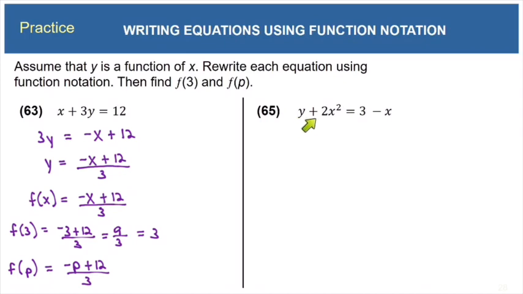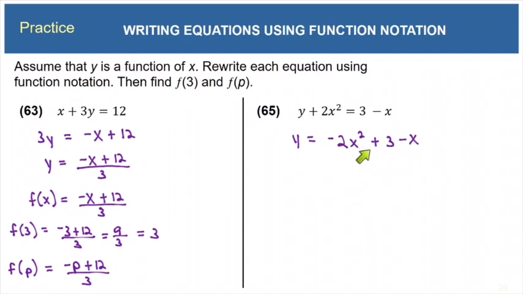And now let's look at this one. Here we have y plus 2x squared equals 3 minus x. And again, the first step is to isolate the y. So all we have to do is move this 2x squared over to the right side. That's going to give us negative 2x squared plus 3 minus x. Now you could mess with the order of these terms. You maybe could put the minus x first and the plus 3 on the end.